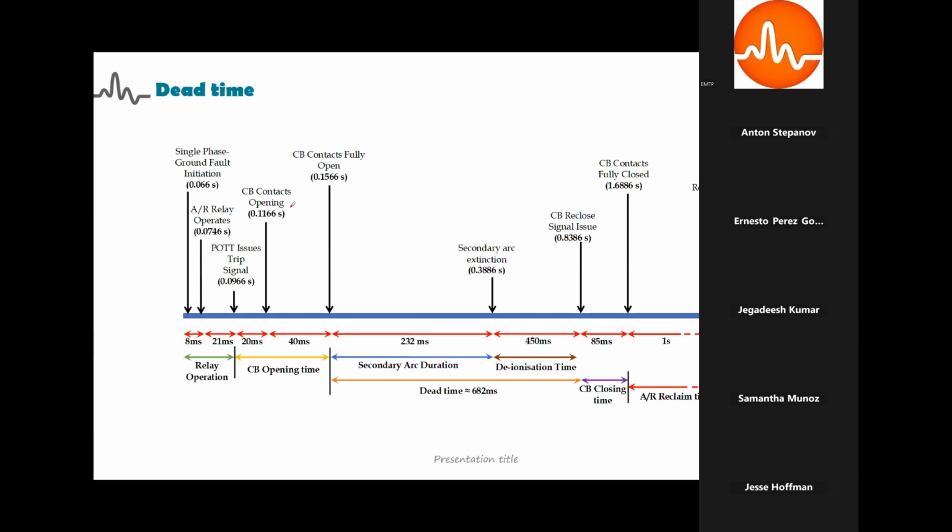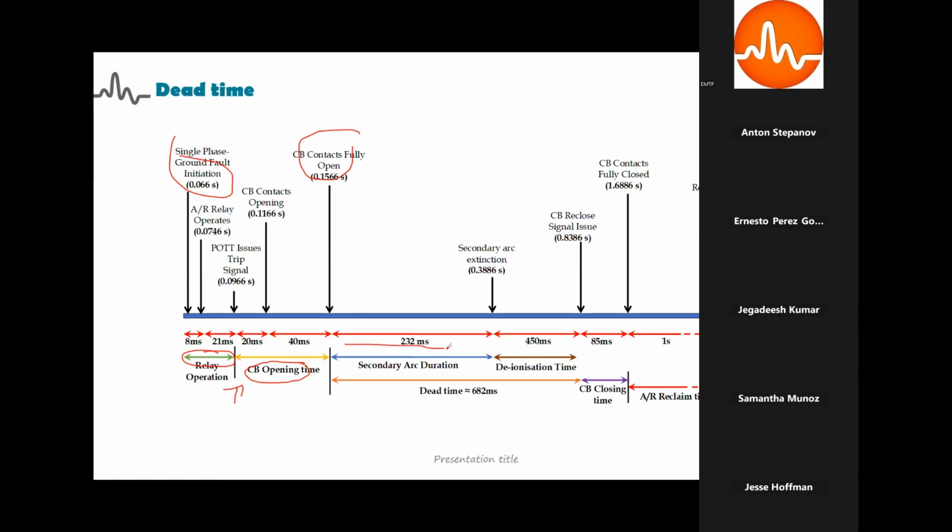So this is the relay operation. Once the ground fault is initiated, a considerable time is taken by the relay for relay sensing and transfer trip. Once the trip signal is received by the circuit breaker, there is a finite time for the circuit breaker to operate. Then when the contacts are fully opened, the arc will be interrupted.